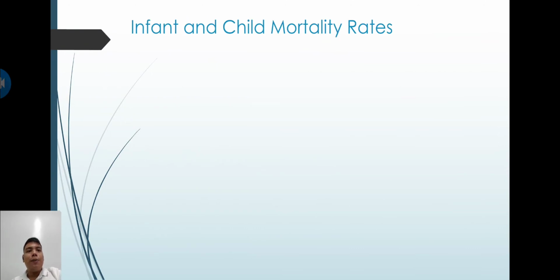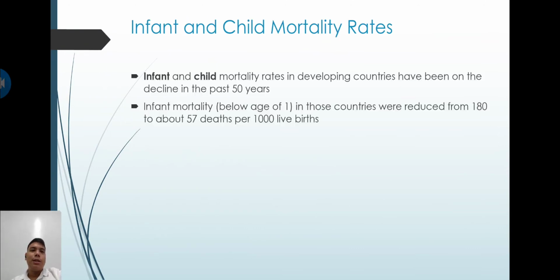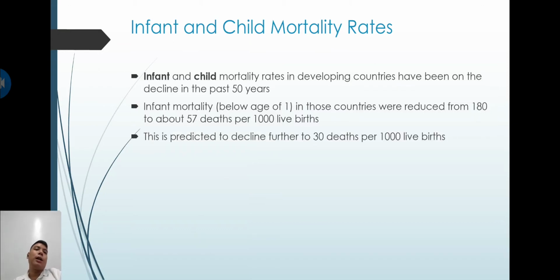So let's talk about infant and child mortality rates. Infant and child mortality rates in developing countries have been on the decline in the past 50 years. Infant mortality, that which is below 1 year of age, in those countries was reduced from 180 to 57 deaths per 1,000 live births. This is predicted to decline further to 30 deaths per 1,000 live births. So you can see the pattern is that infant deaths are decreasing. There are fewer infant deaths per 1,000 live births in a year.